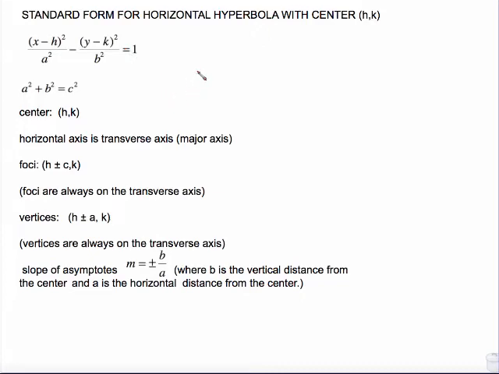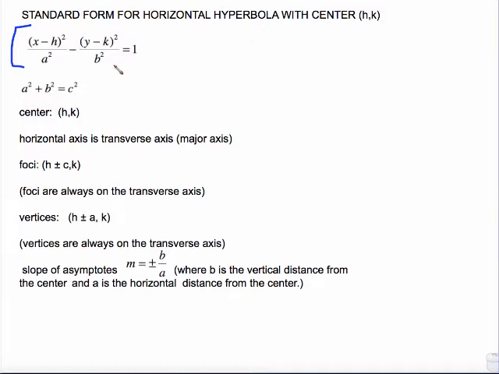Pre-Calc, Section 7.2, Part 5, Hyperbolas with center HK. This is our formula for the horizontal hyperbola with center HK. Very similar to what we looked at in the previous video. It's just now that we have a center HK rather than 0, 0.